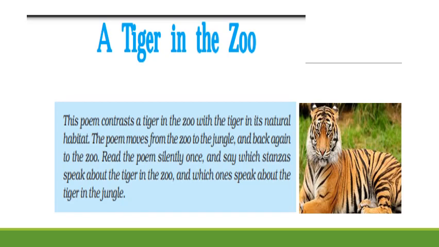Here in this poem, the poet is trying to compare the life of a tiger inside a zoo and its natural surroundings, that is forest. He is also trying to emphasize that animals should be left in their own natural environment. And he is also talking about the importance of freedom. Now let us look at the first stanza.